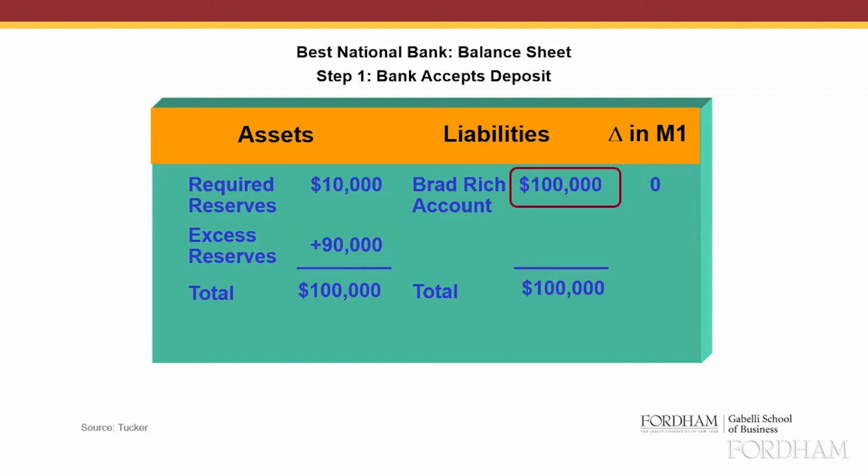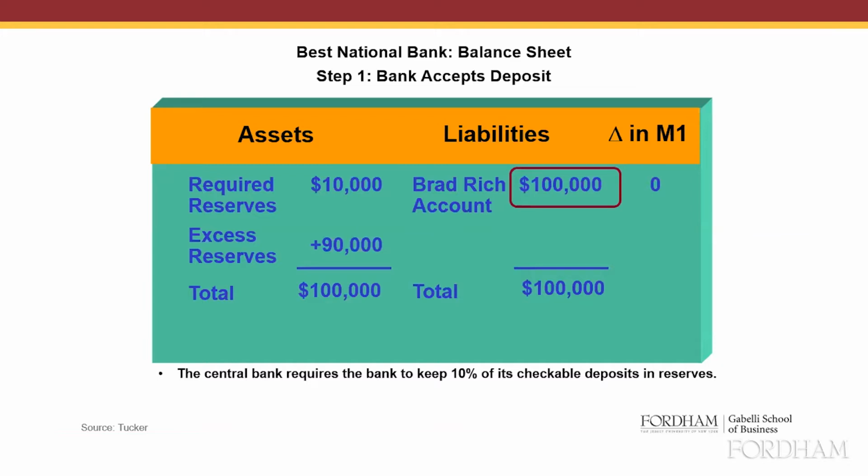Someone called Brad Rich walks into the bank and says, I have $100,000. I want to open an account. So you have $100,000 appearing as a liability on the bank's balance sheet, because this is money that the bank owes Brad Rich.